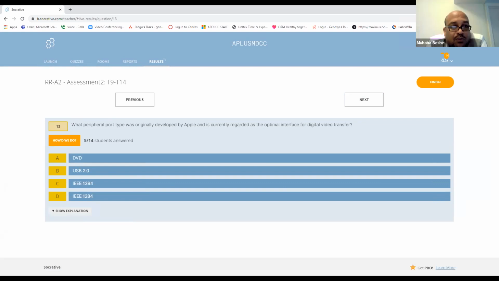What peripheral port type was originally developed by Apple and is currently regarded as the optimal interface for digital video transfer? Okay. So I chose A. In mine, is it DVD you want? No. Oh, okay. What's it on mine? Let me see. C. C? Yeah. Okay. There we are.